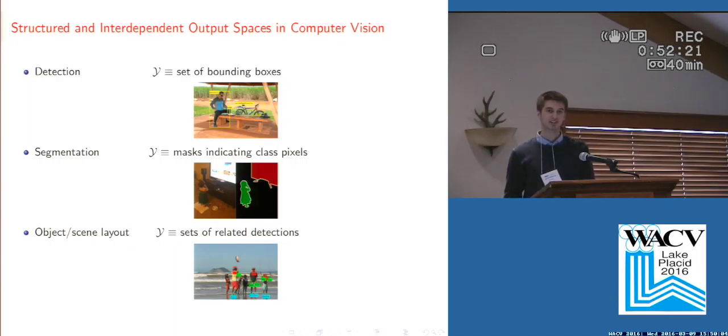For detection, for example, you have bounding boxes. For segmentation, you have masks indicating class pixels. And for object or scene layout, you can have sets of related detections. These problems are often addressed with structured output SVMs applied to conditional random fields.